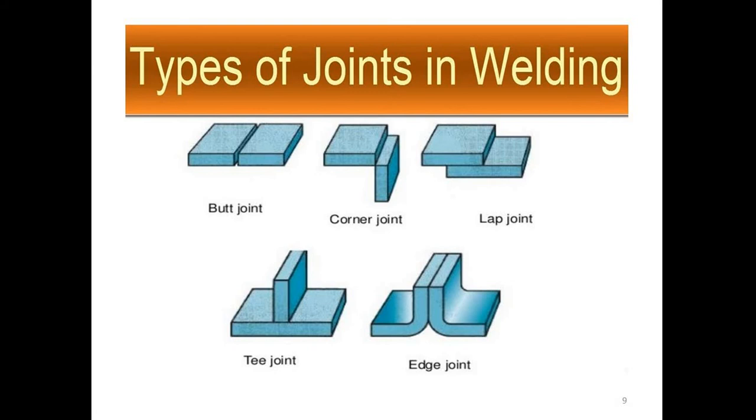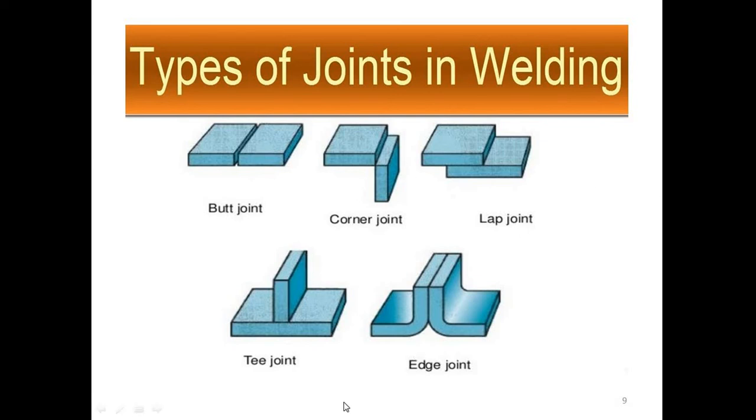In the case of the second figure, it's called a corner joint. In the corner, two metallic pieces are joined. In the case of the third, the lap joint, two metallic plates somewhat overlap with each other. In that case, a lap joint is used. The next, T joint: one horizontal plate and one vertical plate are there, and at the corner of that resting surface, welding takes place. This is called a T joint.